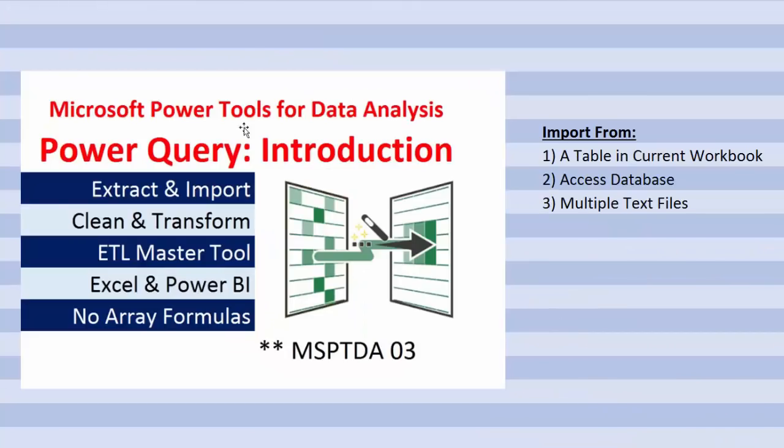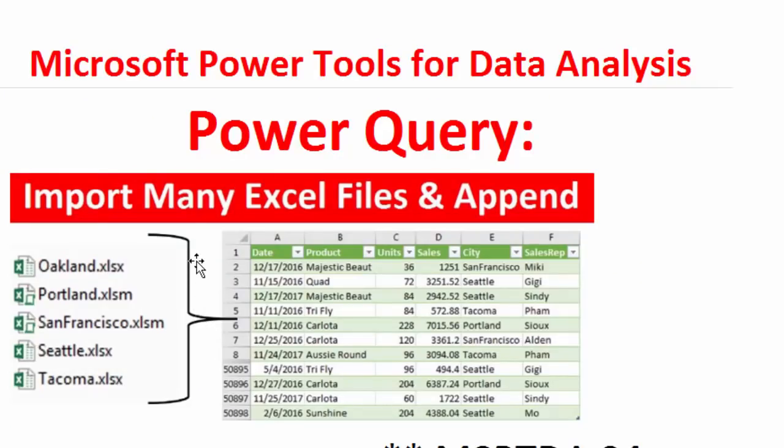Now, last video, video number 3, that was our introduction to Power Query, and we saw how to import data from a table in the current workbook, an Access database, and multiple text files. So this is our 4th example of going and getting data. This time, our data is coming from multiple Excel workbooks. We need to import them all and append into one single table.